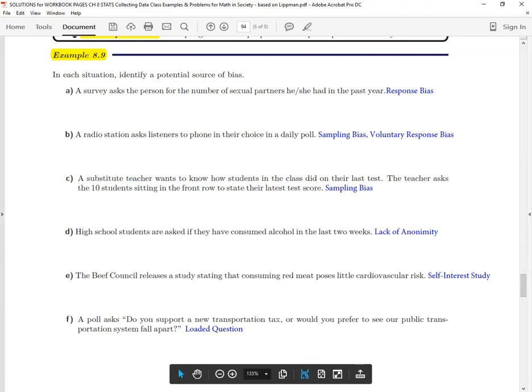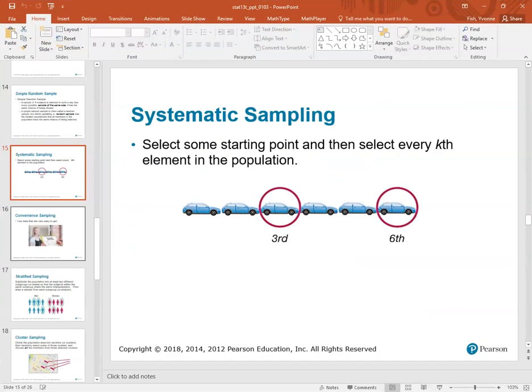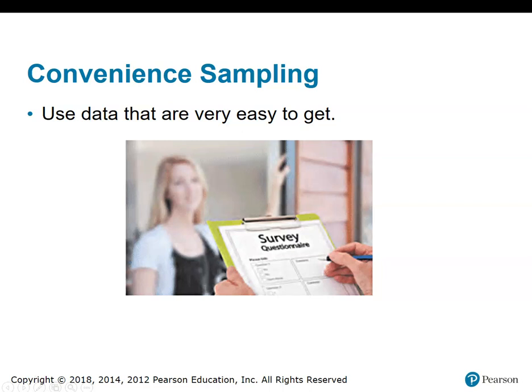So I do want to pull over this PowerPoint real quick and just show you what systematic sampling is. So this is a picture, again from the Triola book. You pick a starting point and then do every third. So there's a picture depicting that. Convenient sampling, a lot of times it's just surveys or people that, oh, I'm going to survey people in my class, that's convenient.